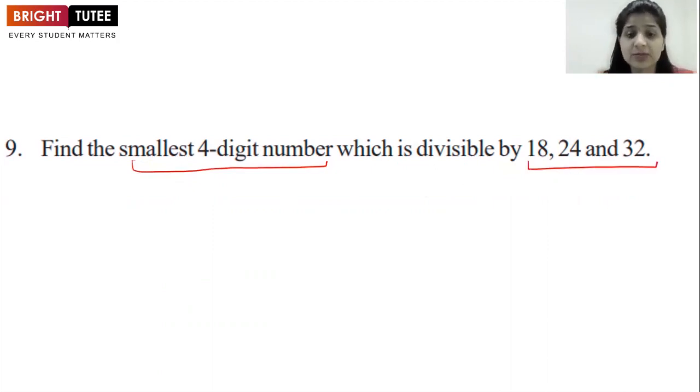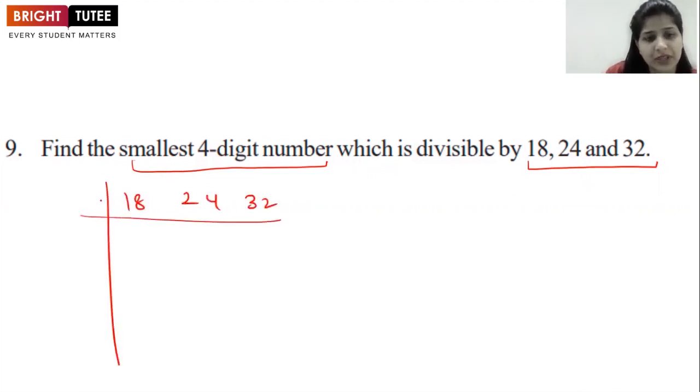The next question: find the smallest 4-digit number which is divisible by all three of these. So we have to find the smallest 4-digit number which is exactly divisible by all three, 18, 24 and 32. First of all, let us find the least common multiple, and we will see whether it is 3-digit or 4-digit. If that comes out to be 4-digit, that will be the number. If that is 3-digit, we will figure out by which number we multiply it to get a 4-digit number. So you are going to calculate the LCM of 18, 24 and 32.